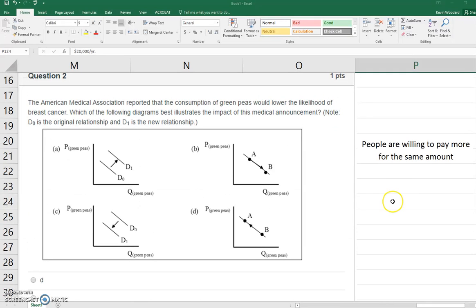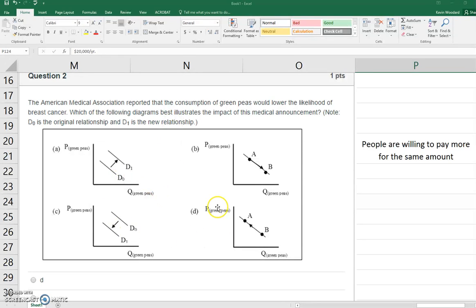Number 2, the American Medical Association reported that the consumption of green peas would lower the likelihood of breast cancer. I wouldn't be jumping in too soon on that one because I hate the taste of green peas. Which of the following diagrams best illustrates the impact of the medical announcement? When announcements like this come in, obviously people are going to say, hey, that's a great idea, I need to go buy green peas. And as a result, with supply and demand, demand goes up, supply goes down, prices adjust.